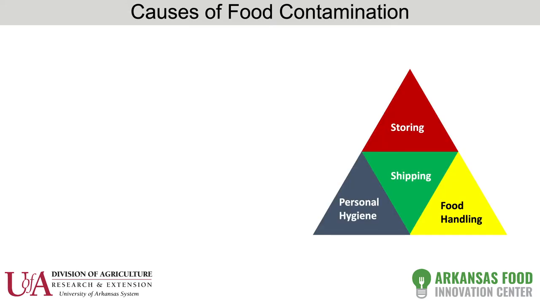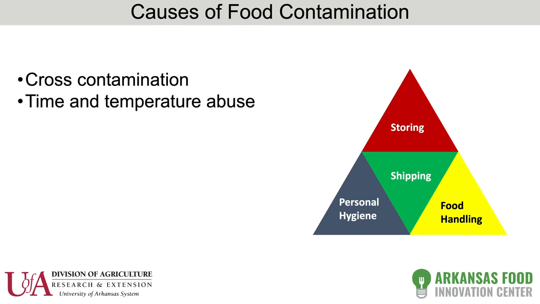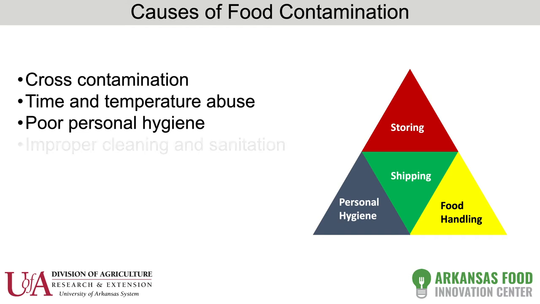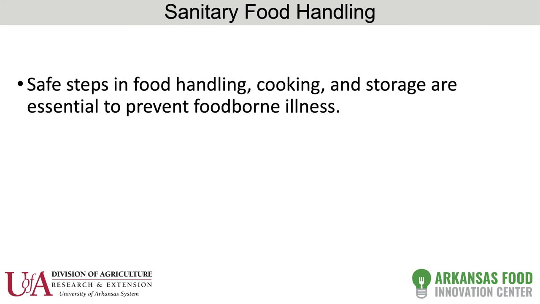There are many potential causes of food contamination that can occur during the food production chain, including cross-contamination as safe foods come into contact with contaminated foods, allowing foods to reach unsafe temperatures for long periods of time, food production chain workers that follow poor personal hygiene practices, and improper cleaning and sanitation throughout the food production chain. It is critical to note that you can't see, smell, or taste harmful bacteria that may cause illness.